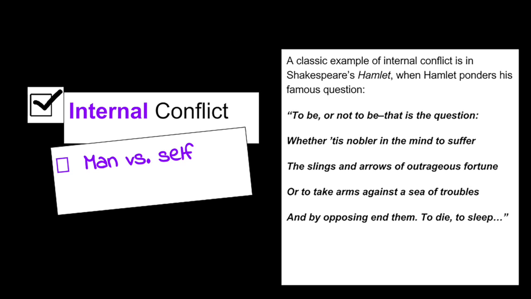A classic example of internal conflict is in Shakespeare's Hamlet, when Hamlet ponders his famous question, "To be or not to be? That is the question. Whether 'tis nobler in the mind to suffer the slings and arrows of outrageous fortune, or to take arms against a sea of troubles and by opposing end them.